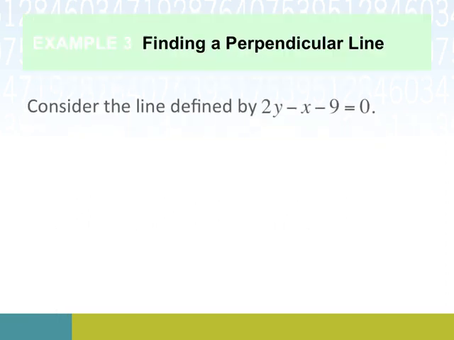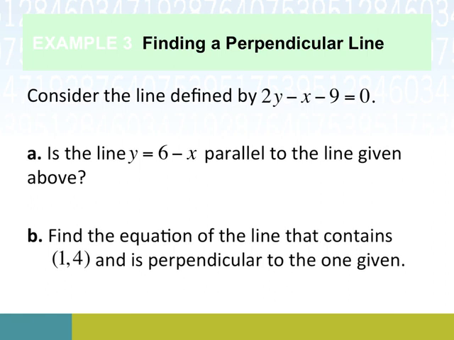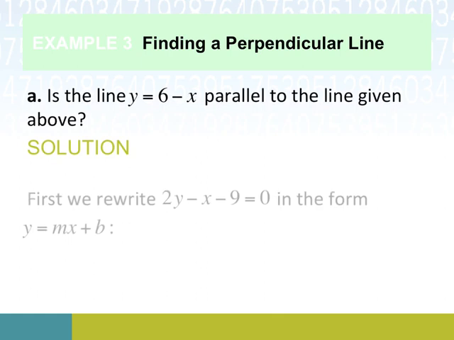Okay, so we're going to do two kind of parallel tasks, if you'll pardon the pun. We're going to be given the equation of a line. It's not in our handiest format, but it definitely still is the equation of a line. And we're going to accomplish two things with it. Is the line y equals 6 minus x parallel to this thing? And then the next we'll have to tackle is finding an equation of a line that's perpendicular to this original equation. First things first. Is this line parallel to the one we were given?